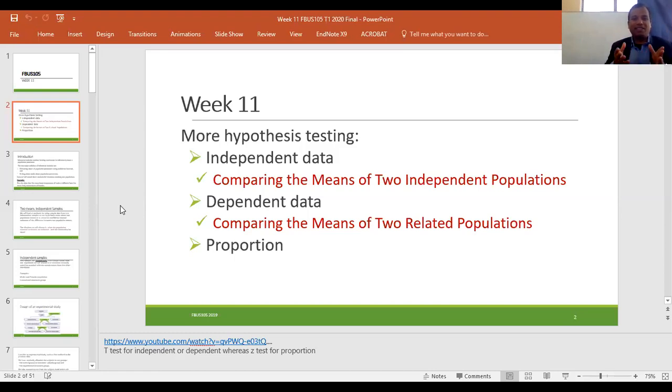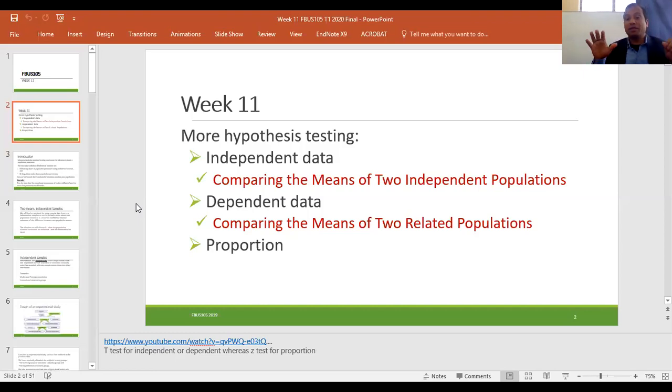Maybe at the last we'll see the proportion. The hypothesis testing for the proportion. It depends on the time, but we'll try to have that one with one example. That will be at the end.